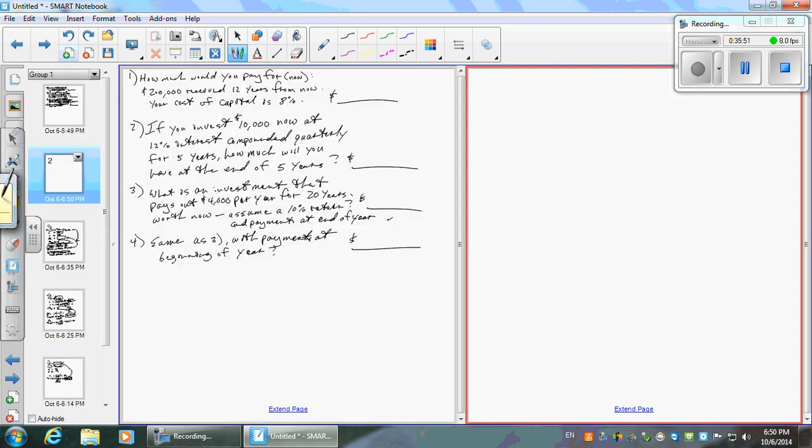Change it to be 4 here. Payments at the beginning of the year. It's the only difference. What do we call this annuity? It's an annuity due. Right? An annuity due payment this time. What does that mean?